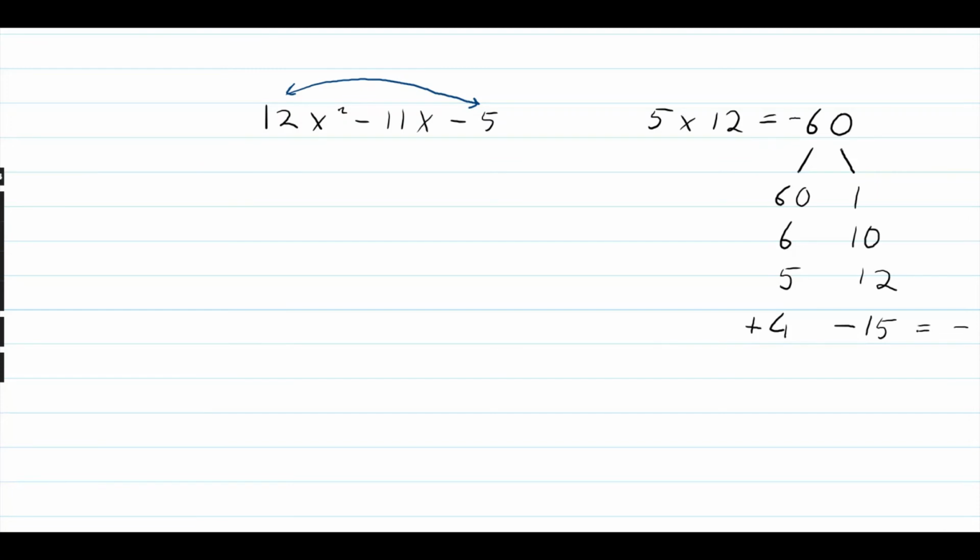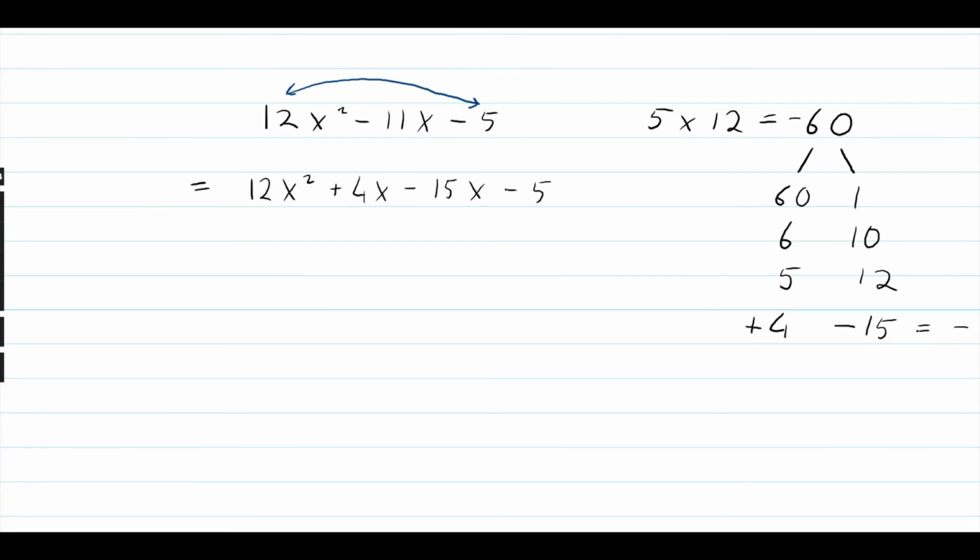Now the next thing we need to do is come up into our equation and change this around. So we're going to leave the 12x squared at the top, and break it into plus 4x minus 15x minus 5. So factorize these two and then these two next.